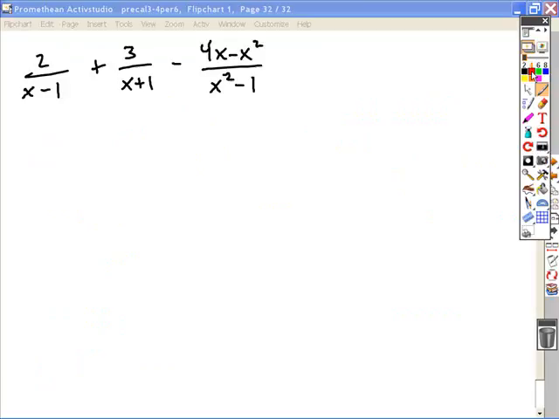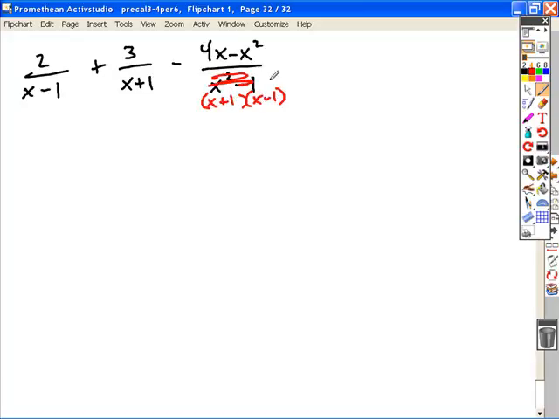Okay, when you look to combine these fractions, again, step 1 is factor all the denominators. So already factored. What does x squared minus 1 factor into? X plus 1, x minus 1. So we're going to look at the factored form of this. Okay, step 2, we're going to rewrite this as a single fraction using your LCD.